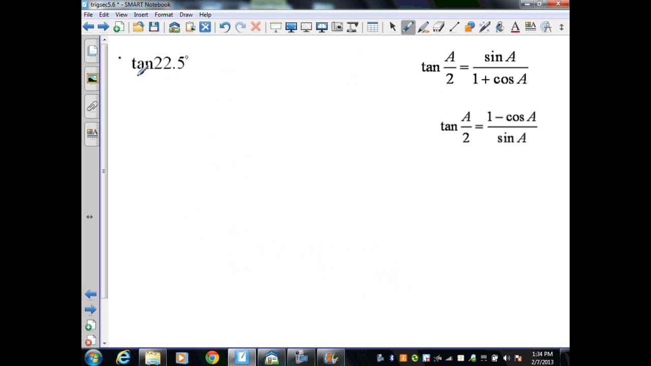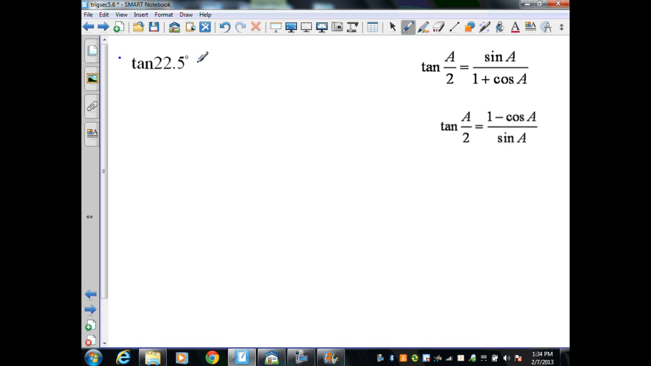Again, they want me to find the exact value. Here I have the tangent of 22.5. That is in quadrant 1, and tangent in quadrant 1 is going to be positive. I also know that if I set 22.5 equal to a over 2 and multiply by 2, that's going to give me a equal to 45 degrees. I'm going to select this half-angle identity because if I end up with radicals in the denominator, I'll have a situation where I only need to rationalize, not find the conjugate.